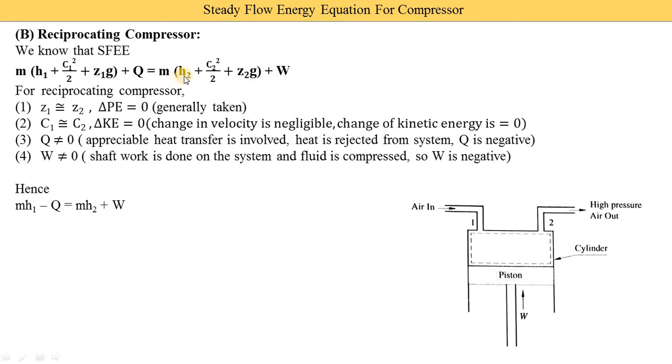On the right side it is mH2. C2 is cancelled, Z2 is cancelled, and the work done remains. We supplied the work done, so it comes out negative. So work done is equal to m(H1 minus H2) minus Q, where H2 is greater than H1, so we get this answer as negative. We already discussed H1 and H2.